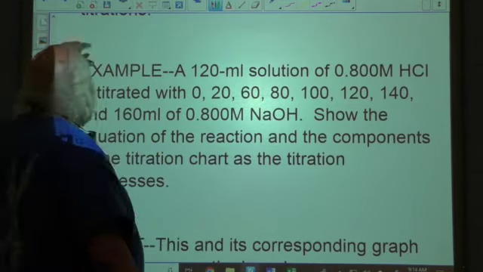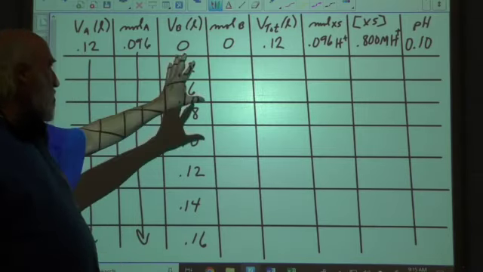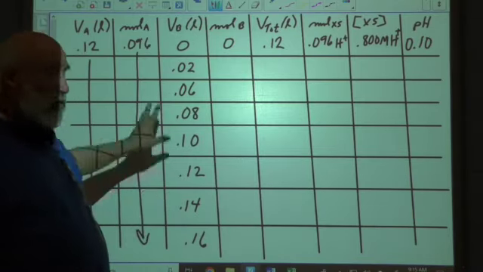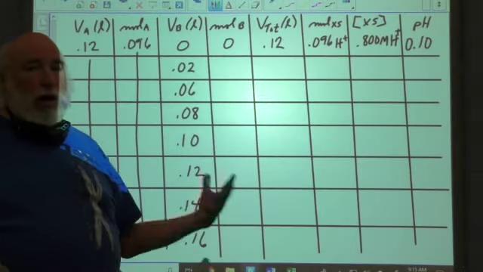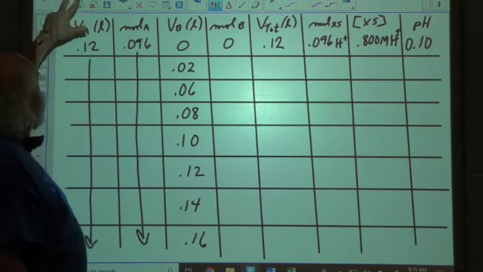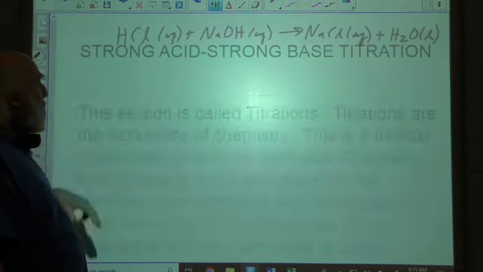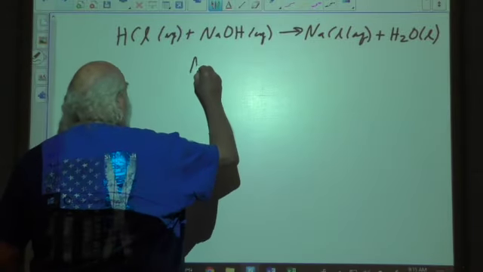So we need a calculation process. Now I have also included a sheet that looks something like this without any numbers in it. I'm going to be filling in these numbers to let you know how this is all calculated. I'm also going to have two calculation sheets showing the neutralization reaction. Now this is a neutralization reaction.